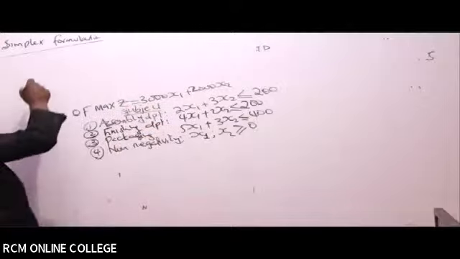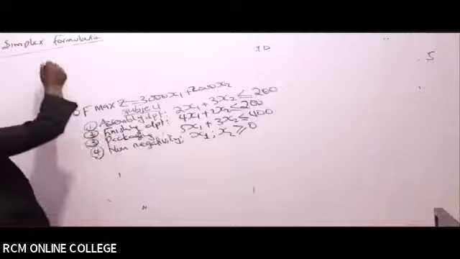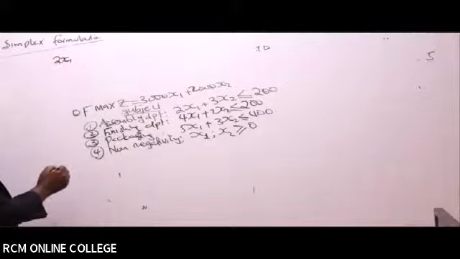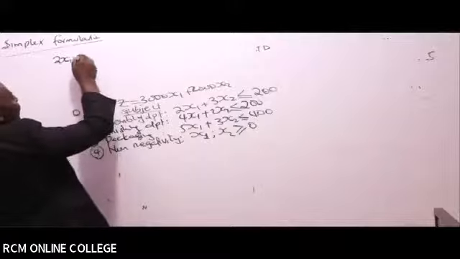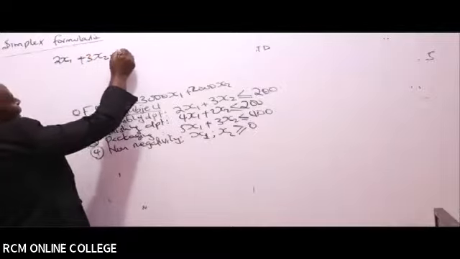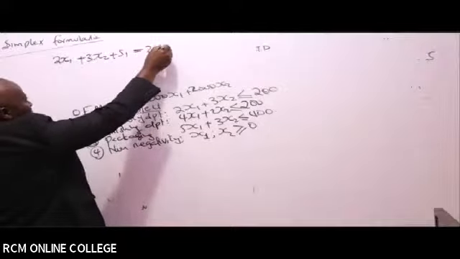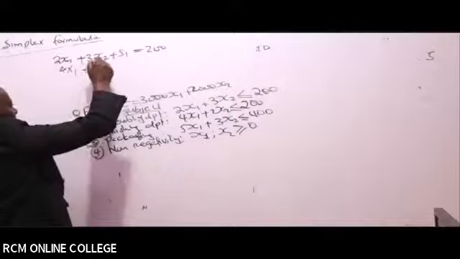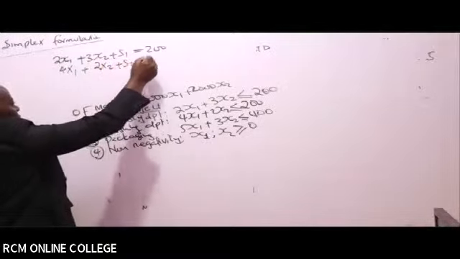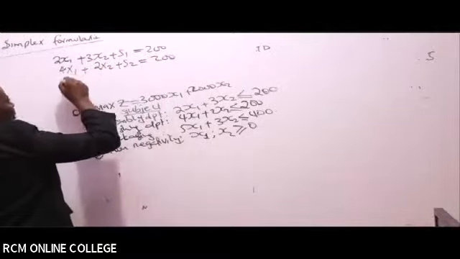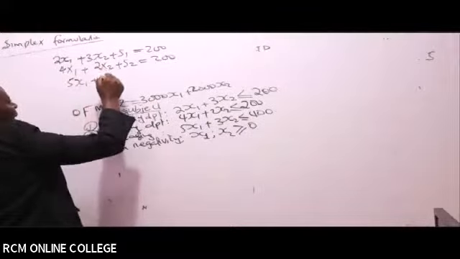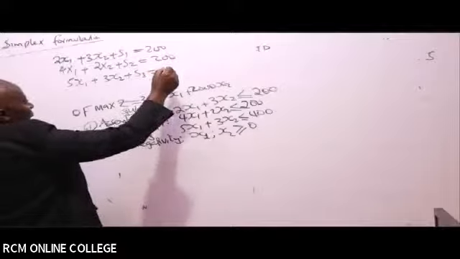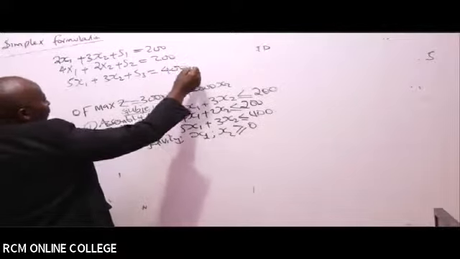So we normally begin with the subject constraints. So we have the first one over here, 2x1 plus 3x2 plus slack 1 equals 200. And then we have, ladies and gentlemen, 4x1 plus 2x2 plus slack 2 equals 200. Then we have here 5x1 plus 3x2 plus slack 3 equals, in this case here, 400 like that.